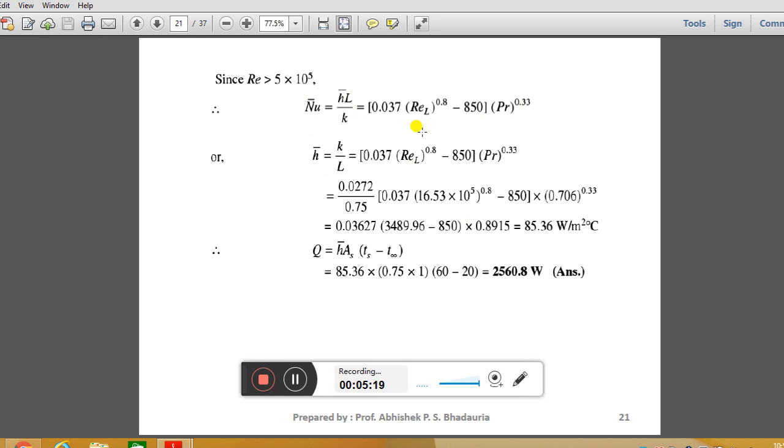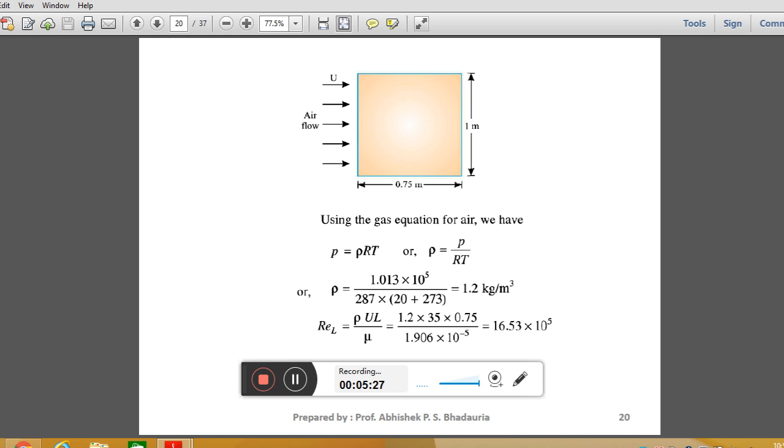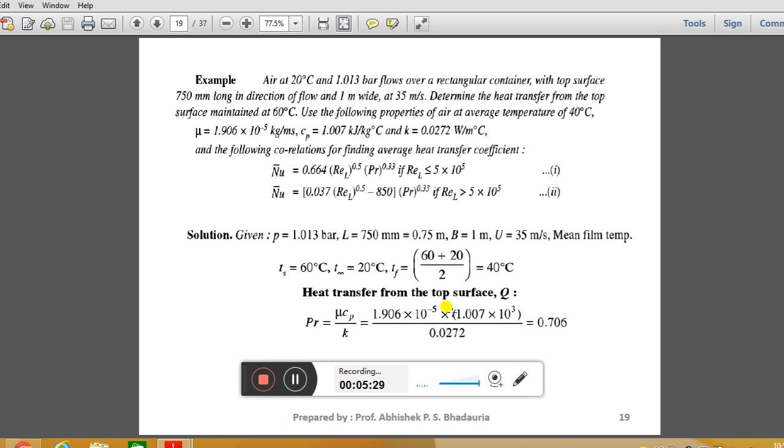Now Reynolds number we have already calculated. Now what is required? We have to calculate Prandtl number. So how can I calculate Prandtl number? Prandtl number can be calculated by this expression: mu Cp by k. So mu, Cp and k, all the values are known to us. It is given in the problem. So you just feed the values, you can calculate Prandtl number.